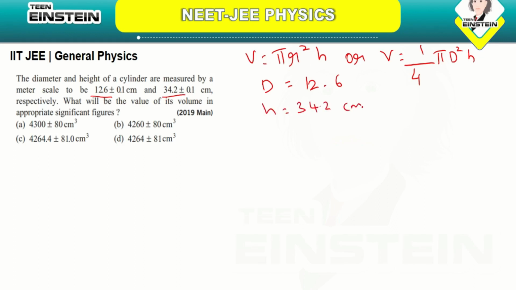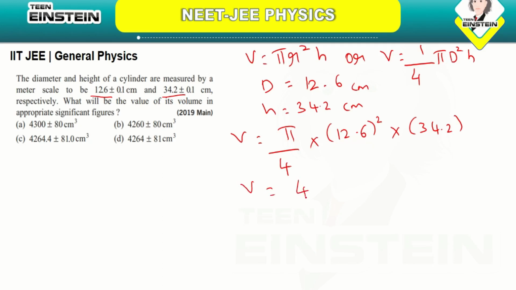So it is 12.6 centimeters and 34.2 centimeters. So the volume will be pi by 4 into 12.6 the whole square into 34.2. When you solve this, you will get the volume V as 4262.22 centimeter cube, or in significant figures approximately 4260.